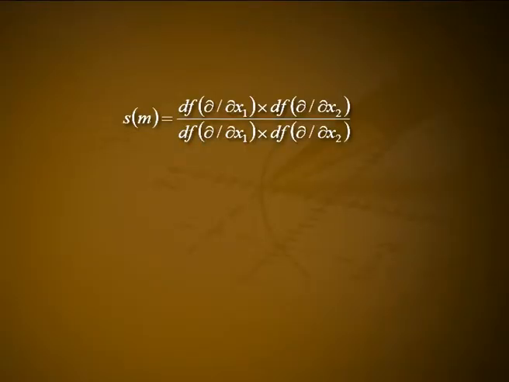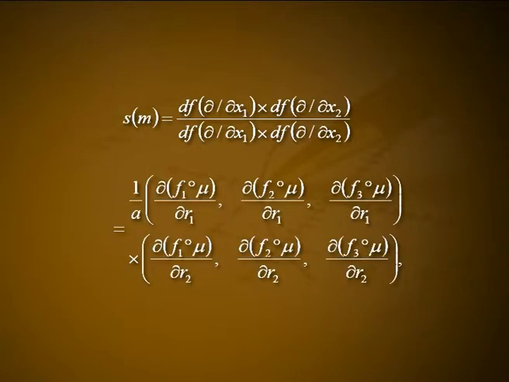Since df of dou by dou x1 cross df of dou by dou x2, that is the cross product in R3, is perpendicular to df T_m M at each point m an element of U and is consistent with the orientation of T_m M and T R3 at f(m), the spherical map on mu of U is given by S(m) equal to df of dou by dou x1 cross df of dou by dou x2, the whole divided by the magnitude of df of dou by dou x1 cross df of dou by dou x2, which is equal to 1 by A times the vector (dou f1 composed with mu by dou r1, dou f2 composed with mu by dou r1, dou f3 composed with mu by dou r1) cross the vector (dou f1 composed with mu by dou r2, dou f2 composed with mu by dou r2, dou f3 composed with mu by dou r2), where A is the magnitude of this cross product.